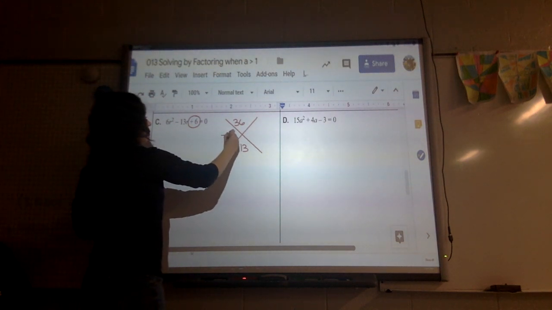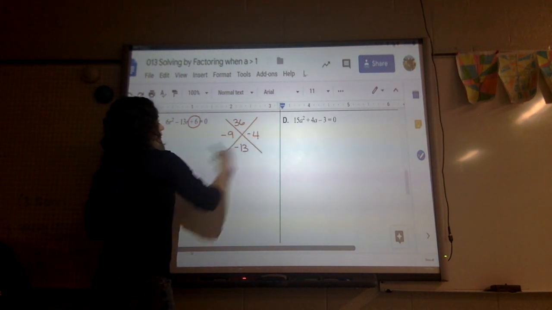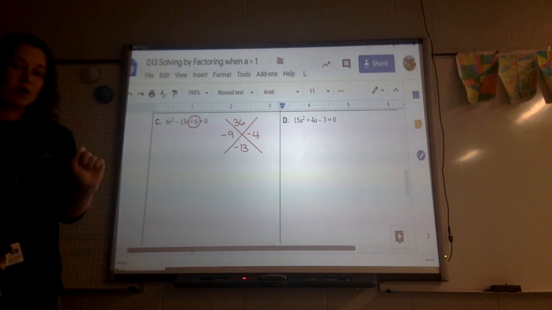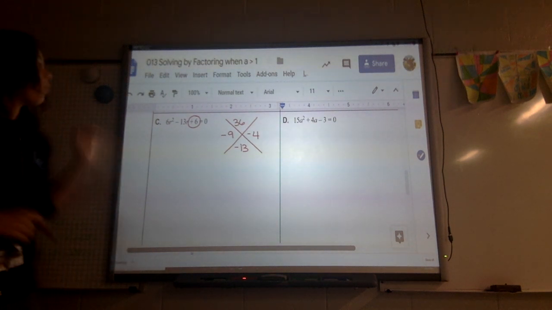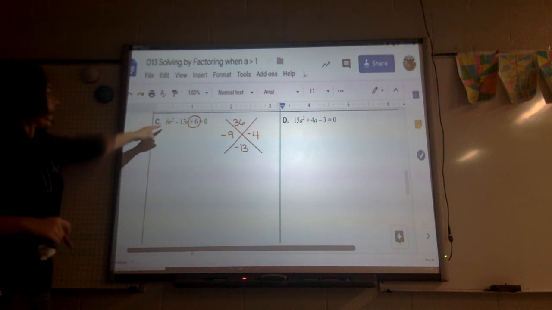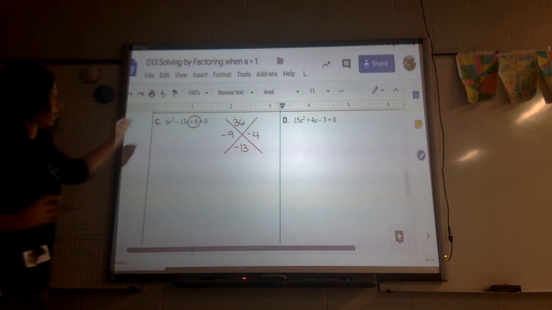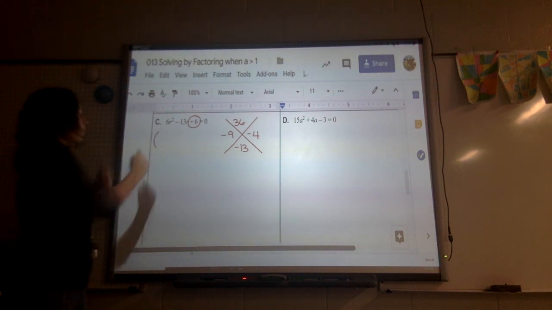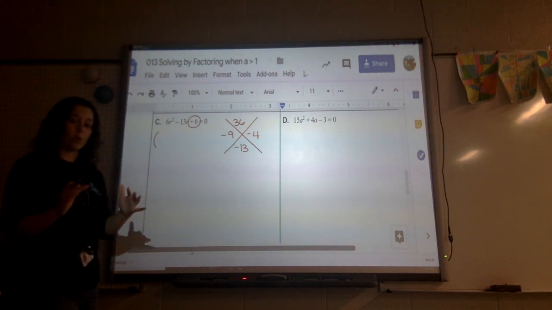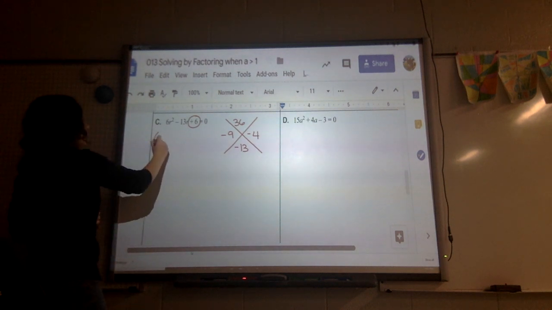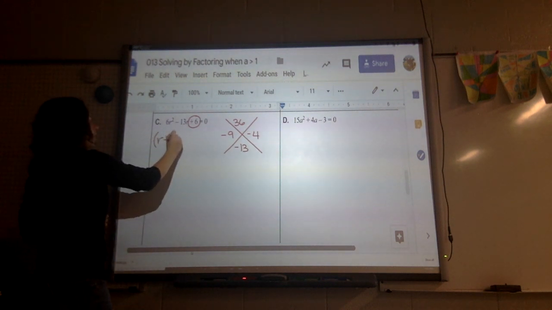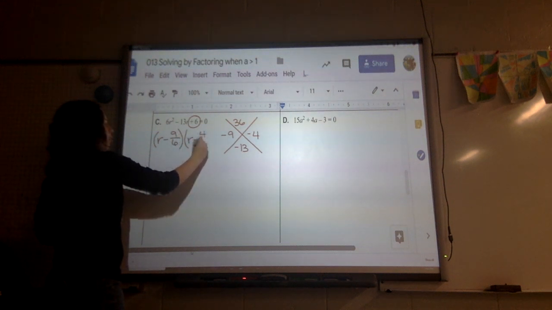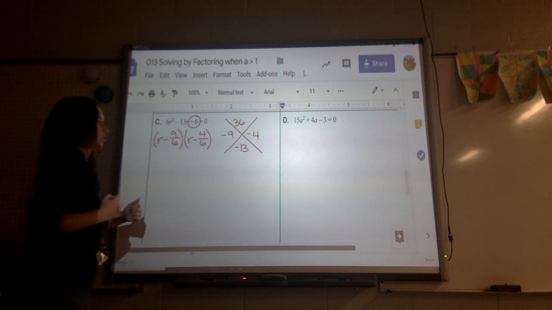Well, that is negative 9 and negative 4. Okay. And again, this next step is also going to be a little different. When you write out your factors, I have to remember about that 6 again. When I write my factors, it's not going to just be r minus 9 and r minus 4. That's part of it. It's going to become r minus 9 over 6 and r minus 4 over 6.